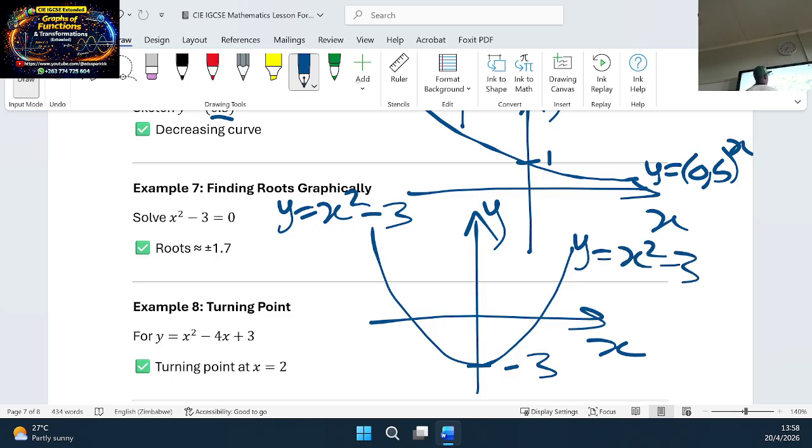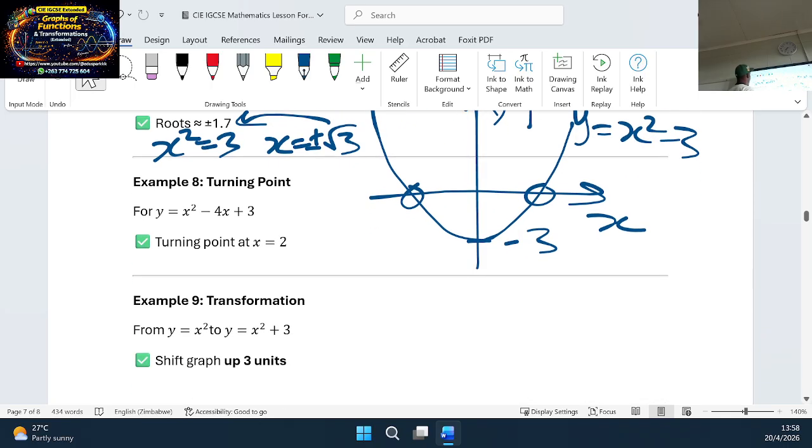So if we are asked to solve, in other words, we are looking for the intercepts with the x-axis. If we're to solve algebraically, we are saying x squared is equal to 3. Therefore, x will be equal to plus or minus root 3, which I think roughly approximates to what we are given there. Then next, we are interested in the turning point.